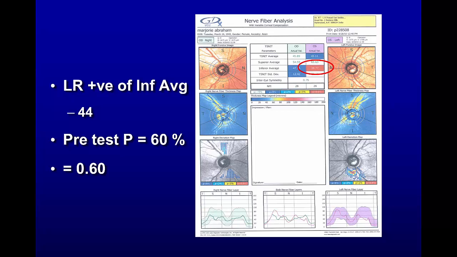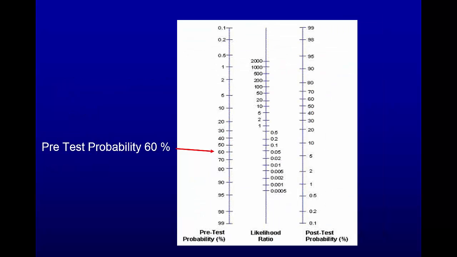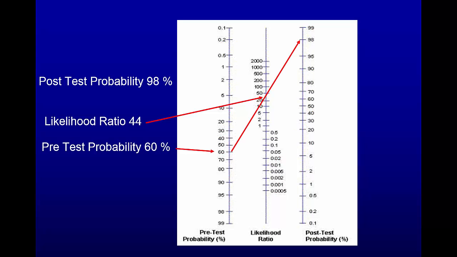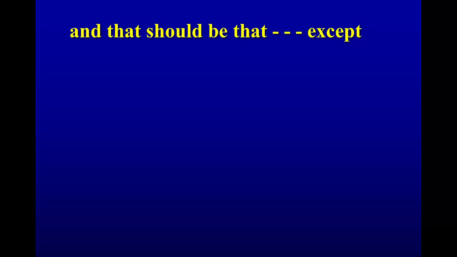So let us say for this patient, I brought up the same slide, that he has the same test abnormality with a likelihood ratio of 44. So at the end of your disc examination, you were 60% sure. You then do the GDX or whatever imaging technique you have. And in this case, the likelihood ratio is 44. At this stage, you are 98% sure that this patient has glaucoma. You can never be 100% sure. 99.9, yes.